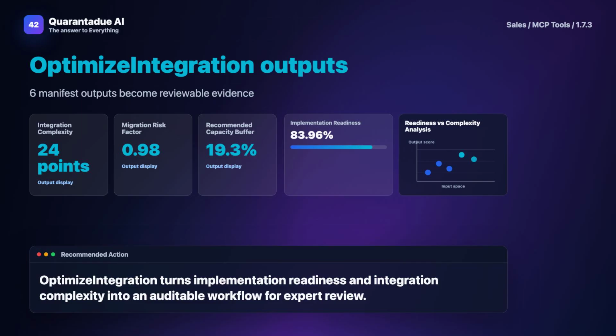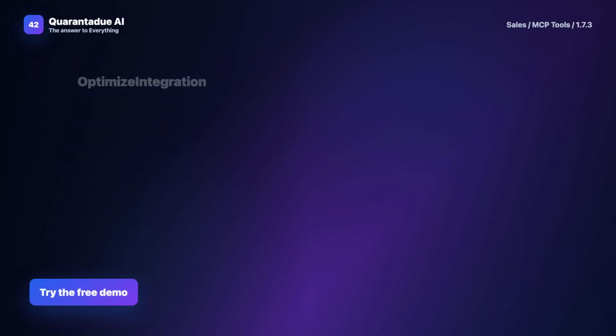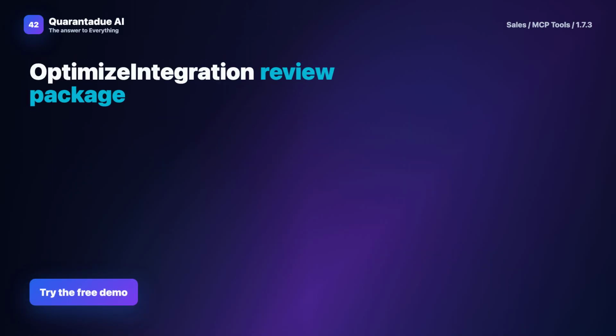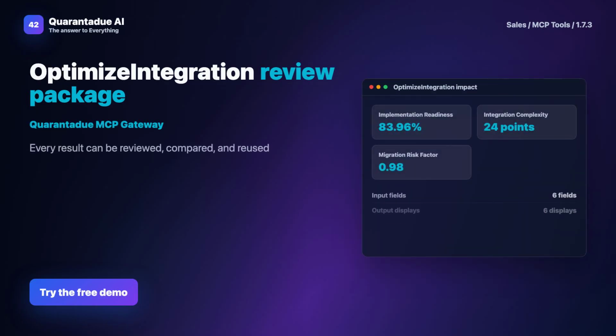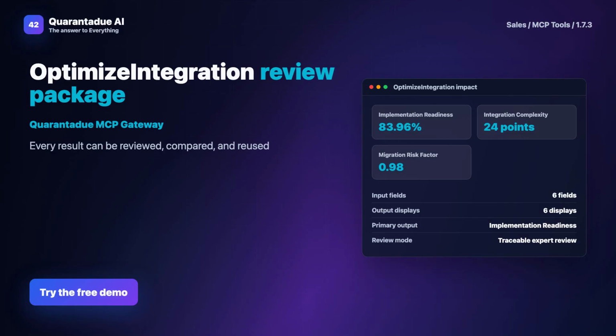Optimize integration returns structured outputs such as implementation readiness, integration complexity, migration risk factor, recommended capacity buffer, and optimal integration pathway. These outputs are designed to support review, reporting, comparison, and follow-up actions. The value of optimized integration is not just automation, it is a controlled way to turn repeated sales work into a documented business process with clear inputs, transparent logic, and reusable outputs.